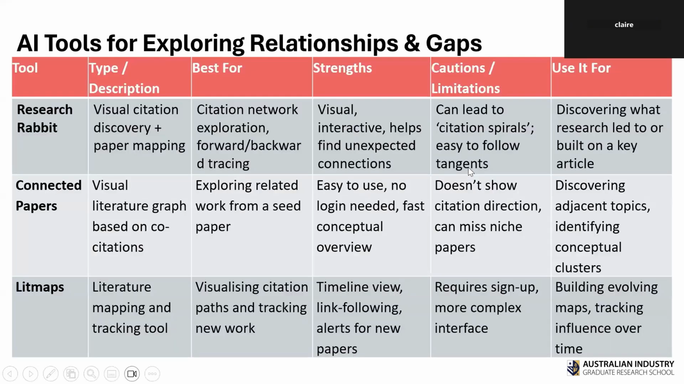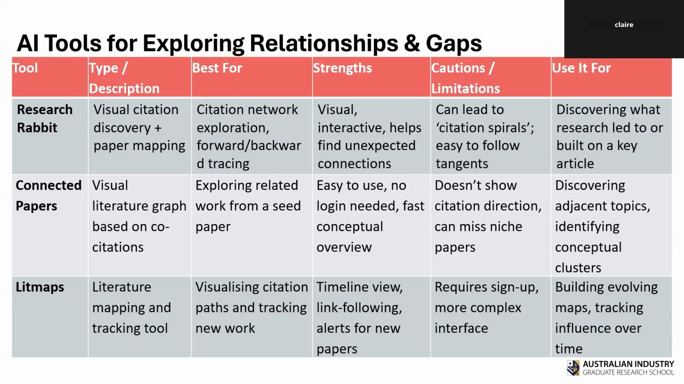So what are some of the tools that we might want to use? First of all, Research Rabbit, we're going to have a look at that in a moment. That can be really good for visual citation discovery and mapping of papers. What it does is create a network and we can move forwards and backwards. So we can trace that this particular paper has referenced all these other papers, and all of these other later papers have cited this particular paper.